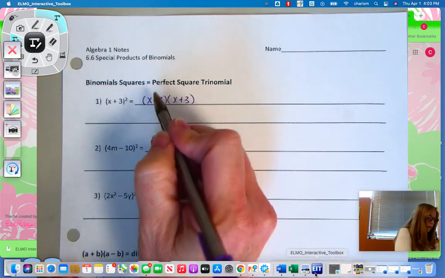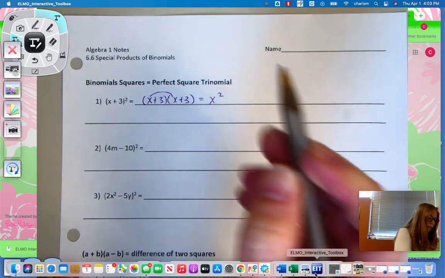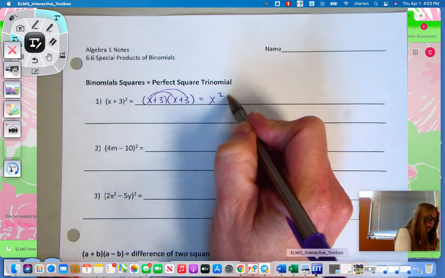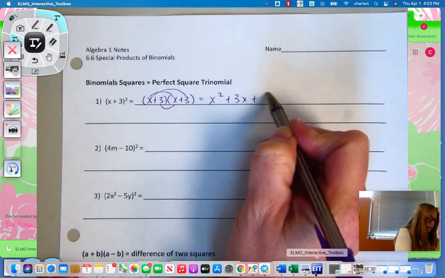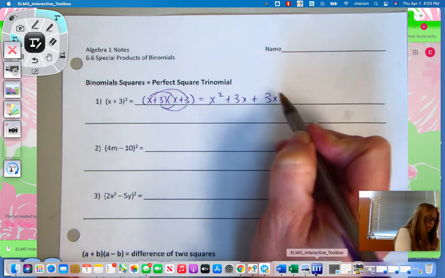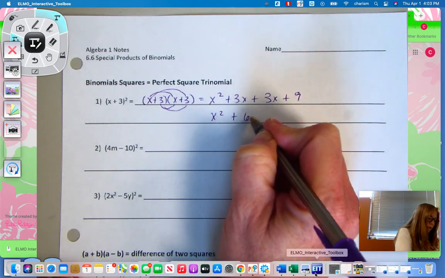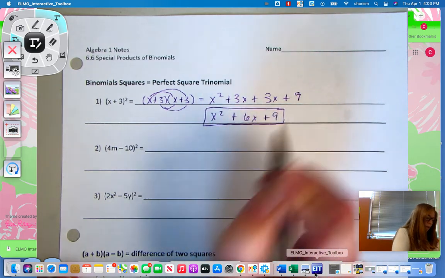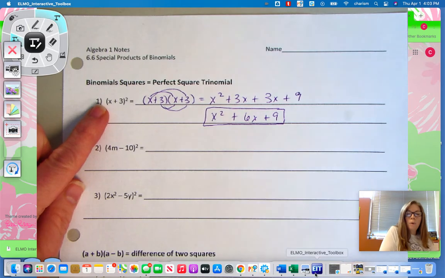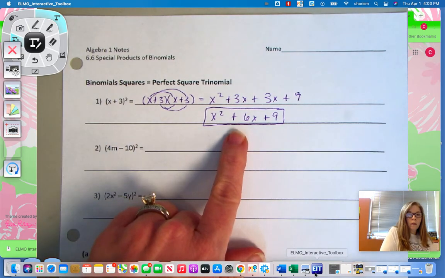So let's do it. We've got x times x, x squared. We've got x times 3, 3x. We have 3 times x, and we have 3 times 3, which is 9. So we have x squared plus 6x plus 9. That's it. These are special, so every time you have these binomial squares, you get this perfect square trinomial.